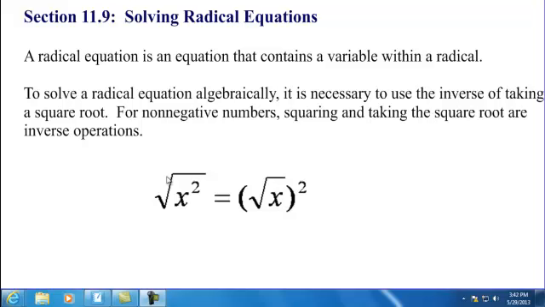Ready for the last video of the year? This one is wrapping up our radical unit. It is solving radical equations. So we did addition and subtraction, multiplication and division, and then how to solve them always comes after that.